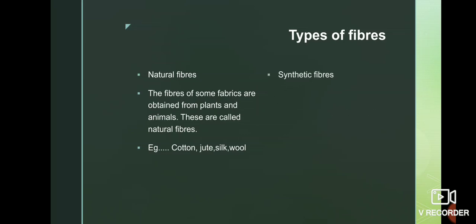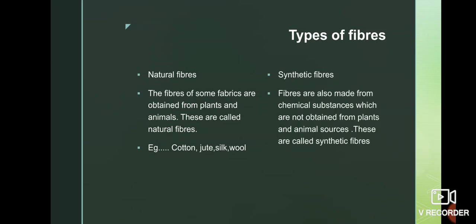And next type is synthetic fibers, synthetic or man-made fibers. Fibers are also made from chemical substances which are not obtained from plants and animal sources. So when we make the fibers from chemical sources, we call them synthetic fibers. Examples: polyester, nylon, acrylic, etc.